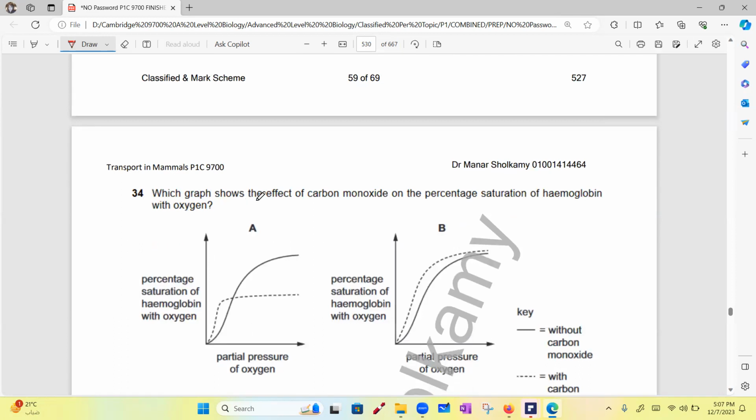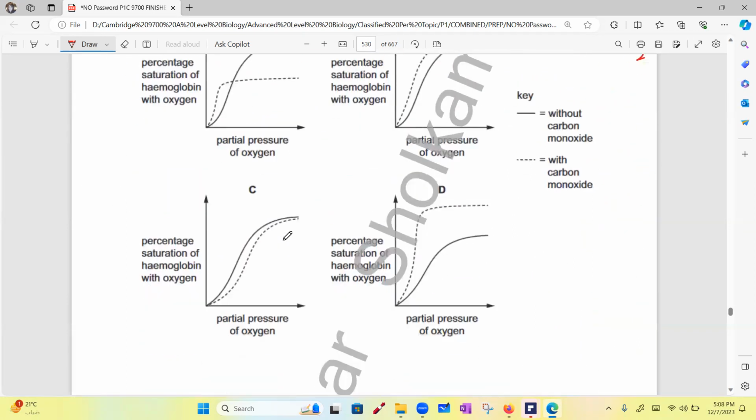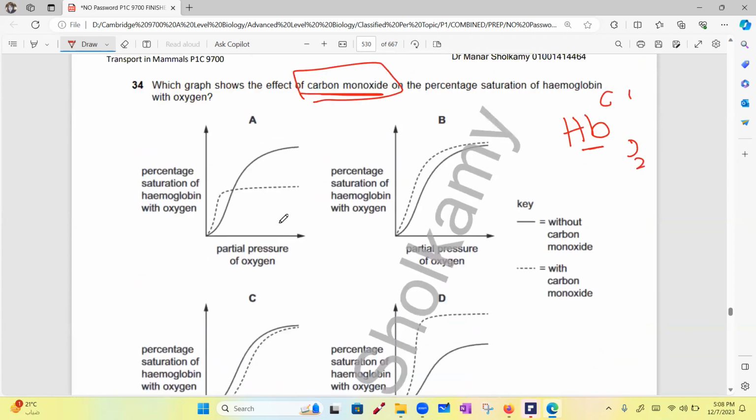Which graph shows the effect of carbon monoxide on the percentage saturation of hemoglobin with oxygen? We said carbon monoxide is a catastrophe. When the hemoglobin sees the carbon monoxide and it has oxygen, will the hemoglobin bind with carbon monoxide, Farouk, or oxygen? Who will it choose? Carbon monoxide. It will forget the oxygen altogether. And it's a very stable compound, and oxygen is completely as if it does not exist. So which graph represents the drastic change in affinity when there is carbon monoxide?